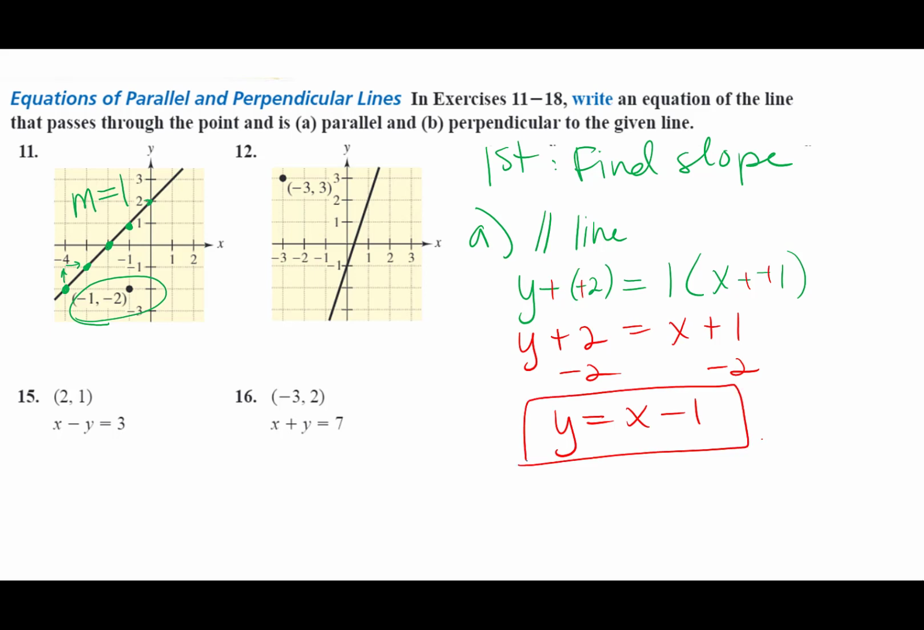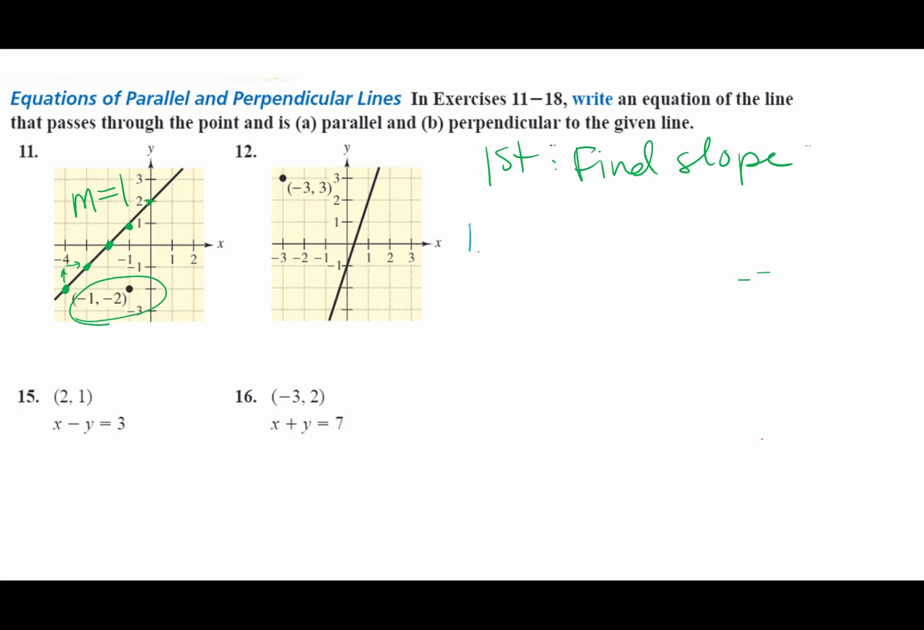That's the equation of a line that would be parallel to the given line. Part B asks for a perpendicular line to the given line, but it also goes through this point, -1, 2. It's going to be some kind of perpendicular to the original line. The slope of the original line was +1, so the opposite reciprocal is going to be -1.